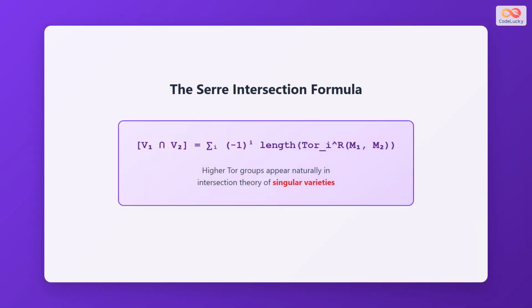The Serre intersection formula is [V1 ∩ V2] = Σ over i of (-1)^i times length of Tor_i^R(M1, M2). Higher Tor groups appear naturally in intersection theory of singular varieties.